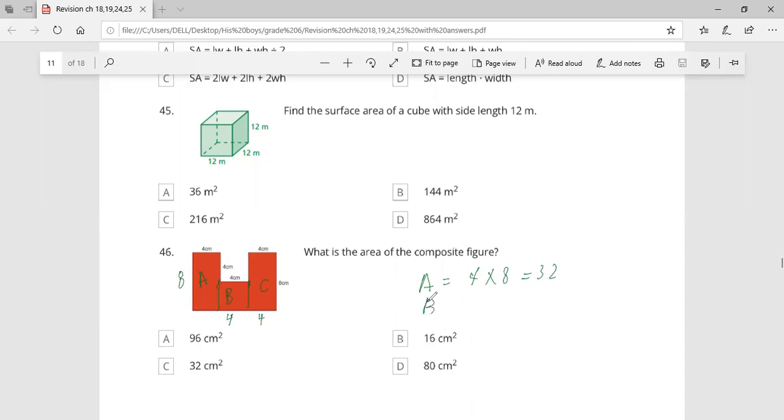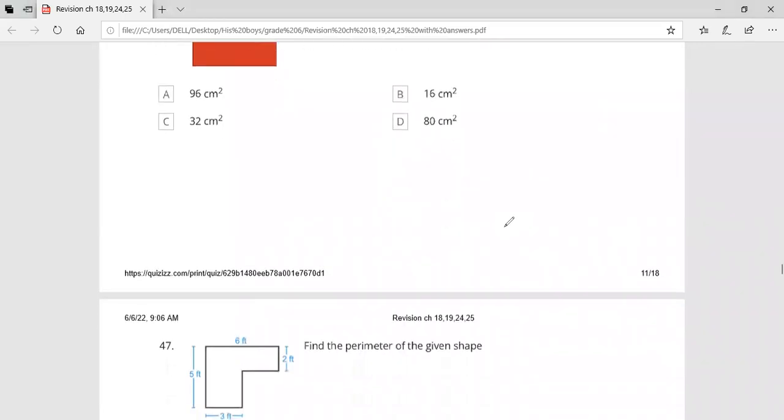Shape B, we have to multiply 4 by what? We have to count it. Here is 8, and here is 4. 8 cut 4, we get 4. So 4 by 4, we get 16. And the C, how to get the C? Here is 4, and here is 8 also. 4 multiplied by 8, we get 32. If you add them, we get 80, the same. I think the first one is easier than the second way.